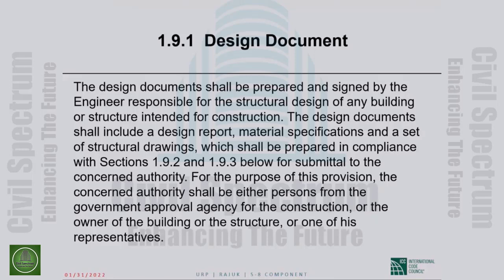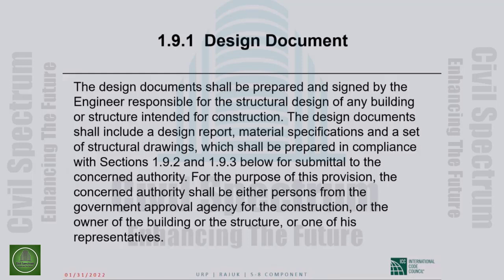So the concerned authority is what BNBC says. The concerned authority, as I said, for most of you will be RAJUK. For the purpose of this provision, 191, design documents, the concerned authority shall be either persons from the government approval agency for the construction, this is what I was talking about, or the owner of the building or the structure, or one of his representatives. This last part I find to be kind of surprising.